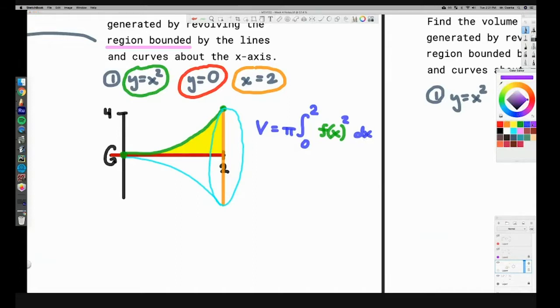From here, I'm going to simplify this a little bit. f of x squared is just x squared squared, which is x to the 4th. I just don't feel like writing all this over again, so I'm just going to simplify it there. This means antiderivative, and then you plug in 2 and 0. So I'm going to do the antiderivative first and plug in 0 and 2.